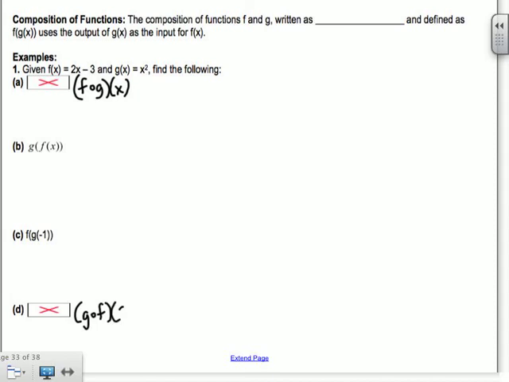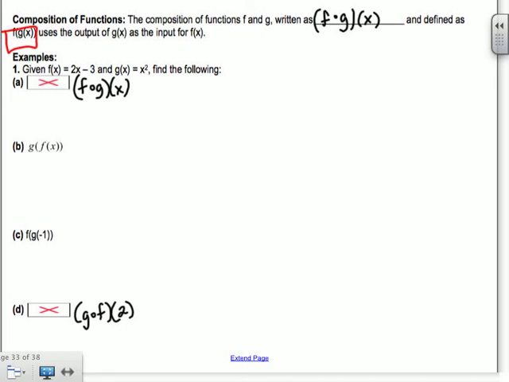Okay, we haven't talked about this little o symbol. It looks like fog. So this is called the composition of functions. So composition of functions f and g is written as f o g. That's kind of like a multiplication sign, but it's not. It's like an open circle, and it's real little. So f of g of x, like that.